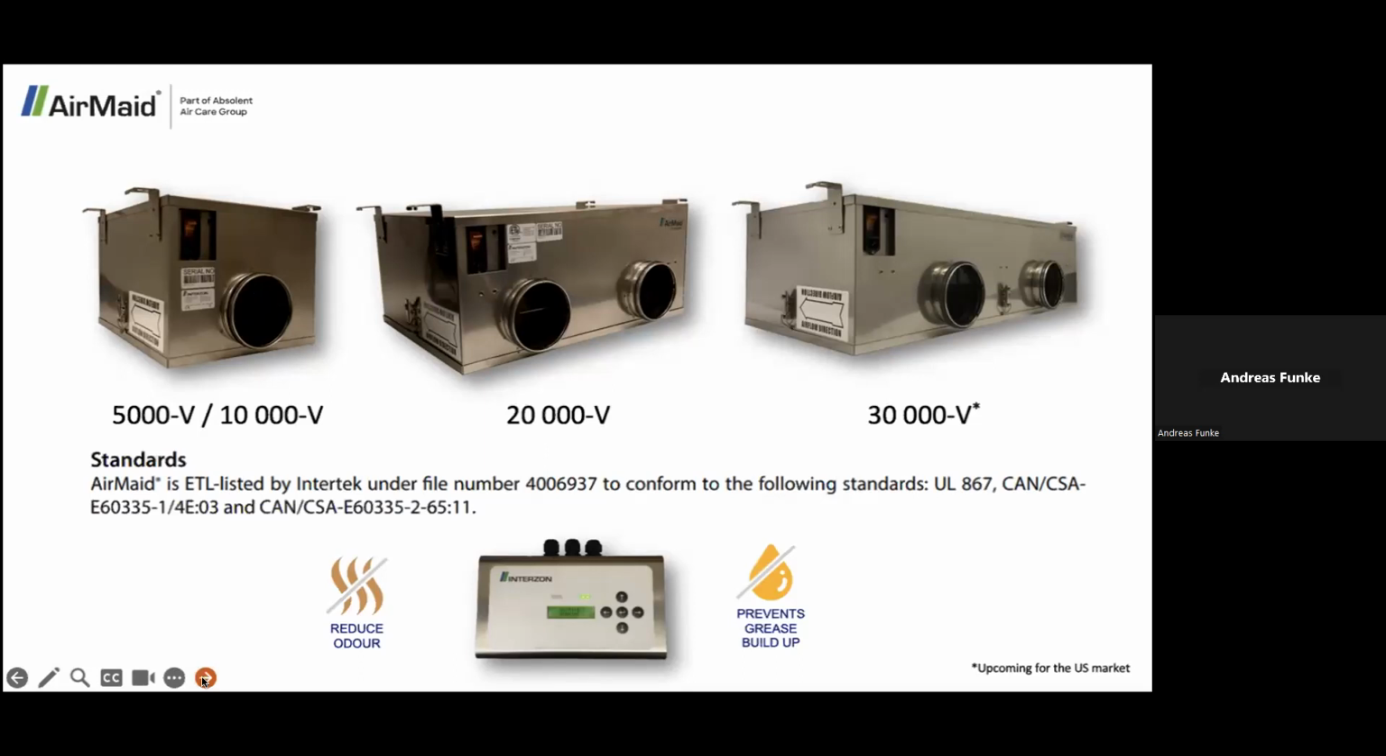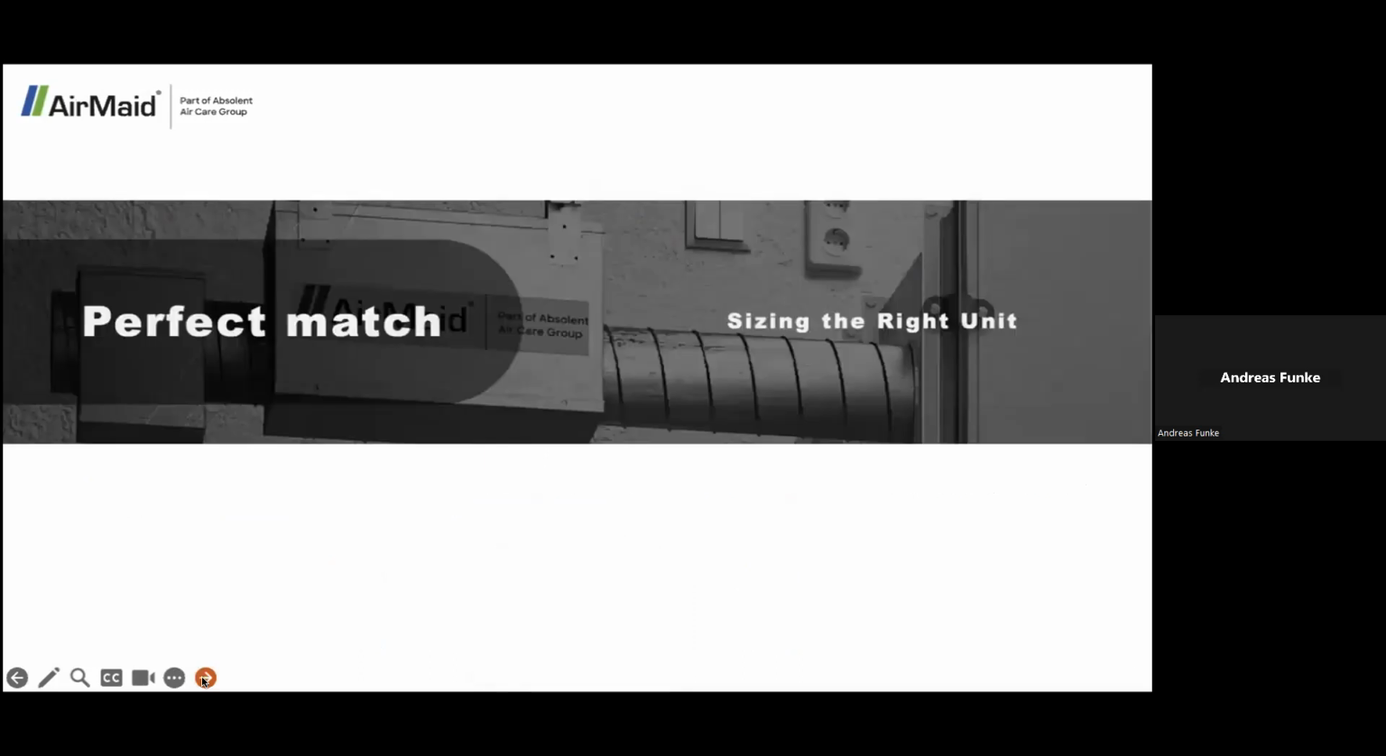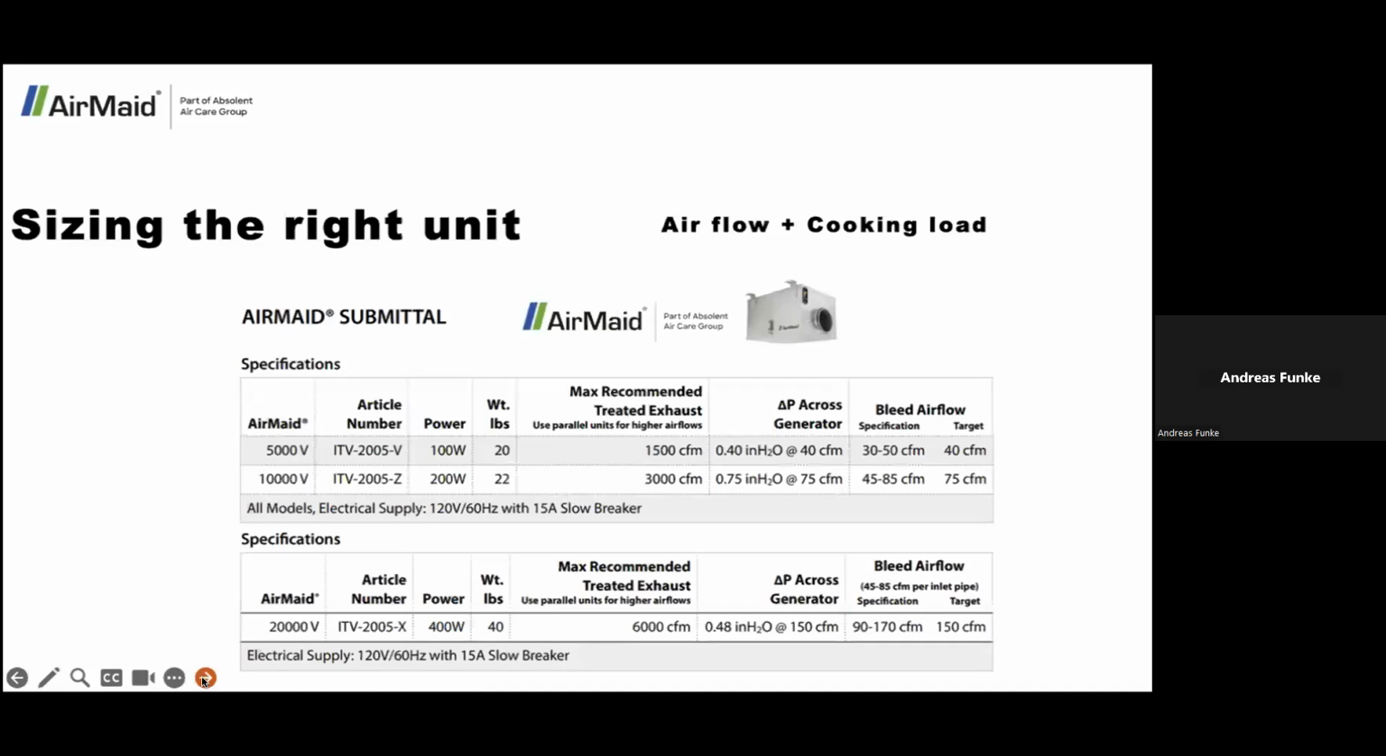Every generator comes with a single alarm panel, which controls these generators. With the different sizes, you can treat different amounts of air. And this is how you size the right unit. You need the maximum recommended treated exhaust, what you would like to treat, and after that, you choose the correct AirMaid unit, providing the correct amount of ozone to be able to treat. The biggest right now, 20,000 V, is able to treat 6,000 CFM.